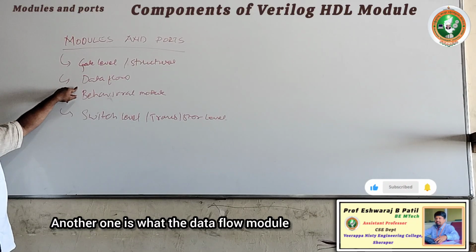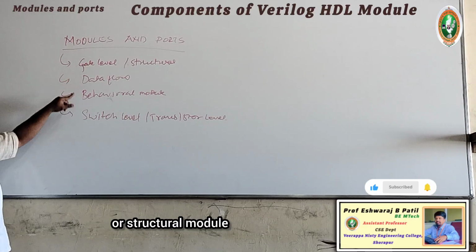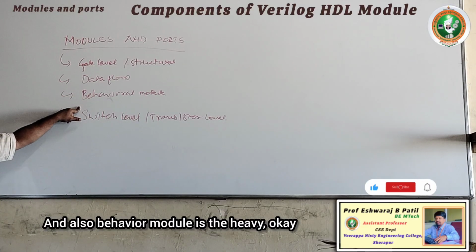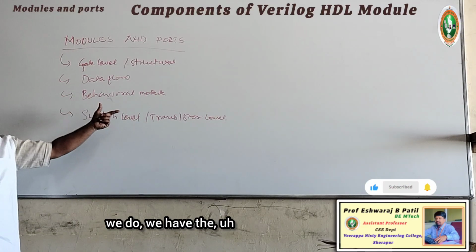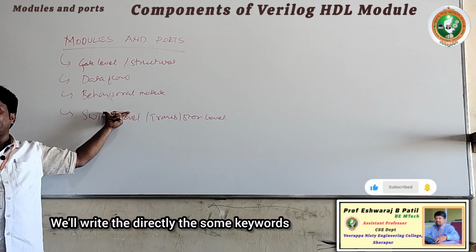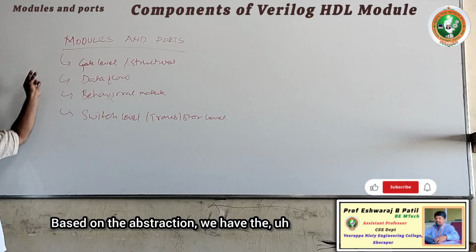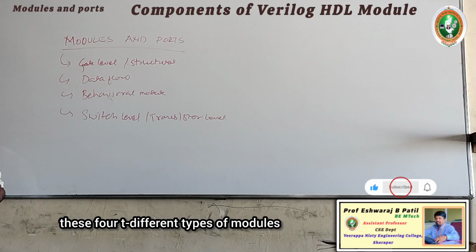Another one is the data flow model, which has somewhat more abstraction compared to the gate level or structural model, and the behavior model has the heaviest abstraction. We have more abstraction here. We will not bother about the detailed programming here. We will write some keywords directly in the programming. Based on the abstraction, we have these four different types of models.